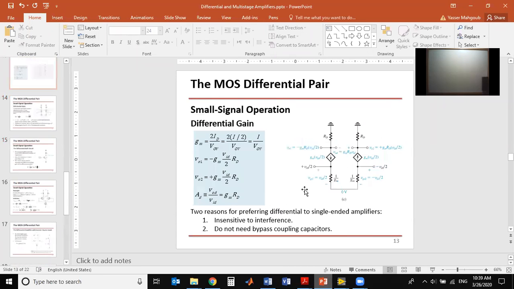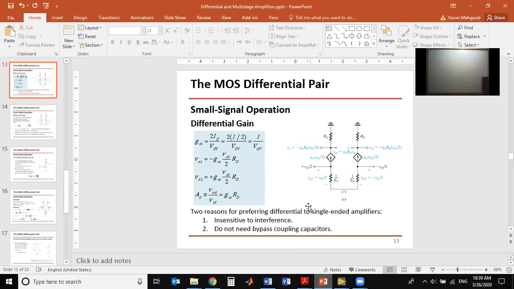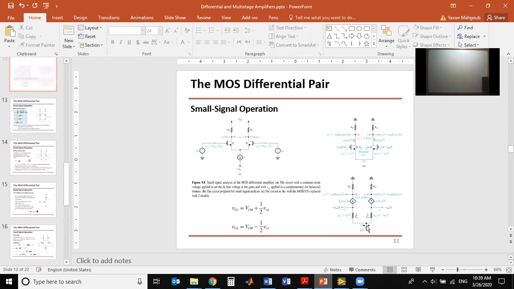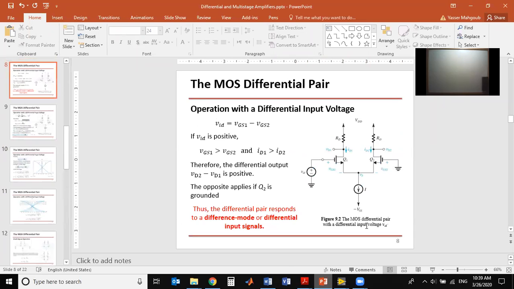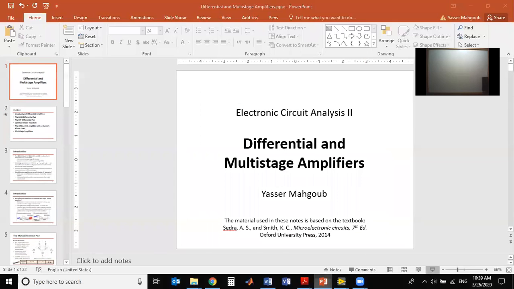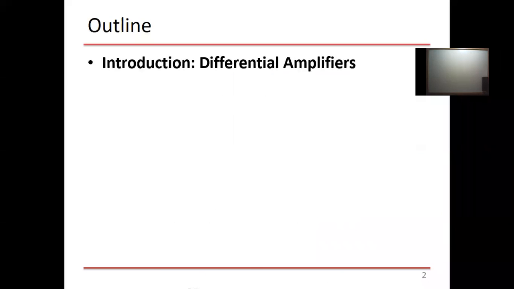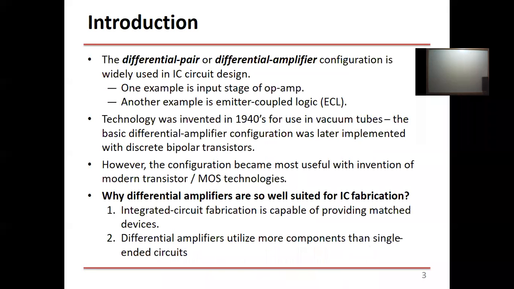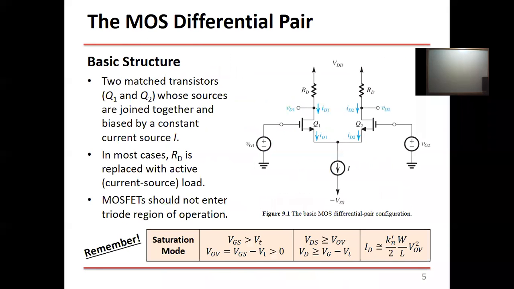Okay, so let's go back to the slides. We were talking about the differential pair, differential amplifier, and multi-stage amplifiers. In the differential amplifier, I will go quickly through the slides. We introduced what the differential amplifier, the differential pair, is. It's basically two identical or matched transistors with two matched loads and a tail current source and two inputs, okay? And also two outputs in general.